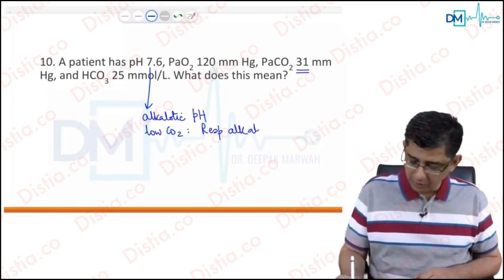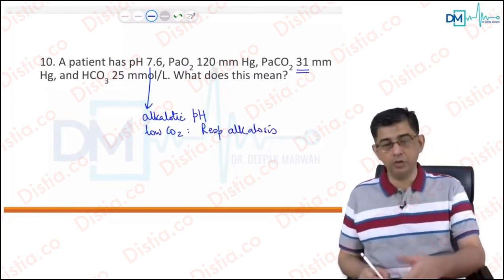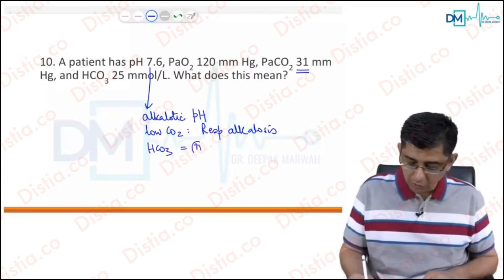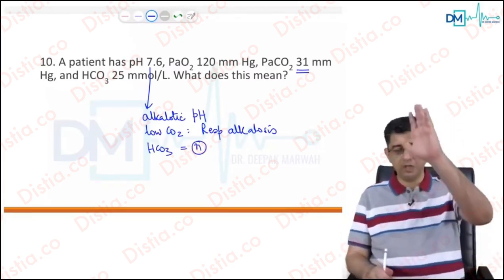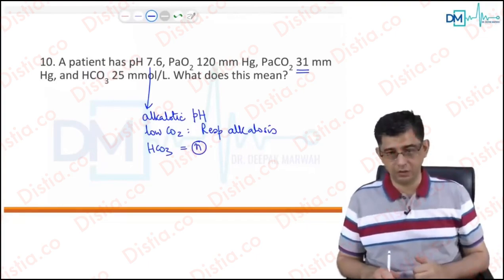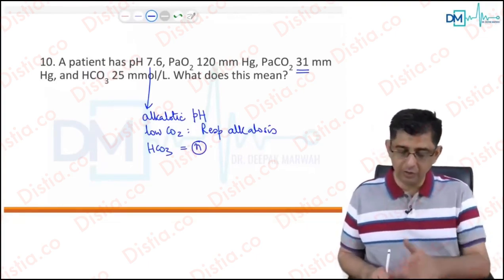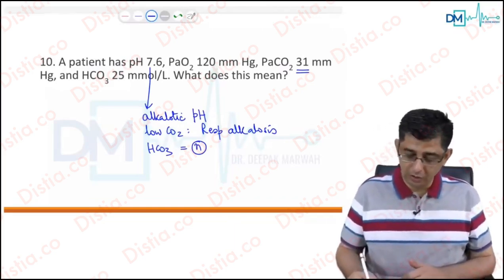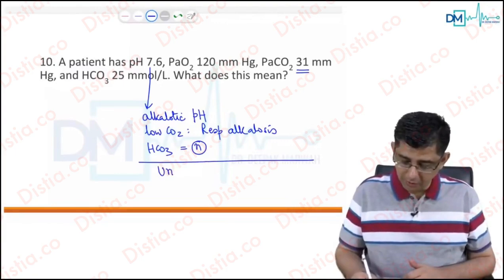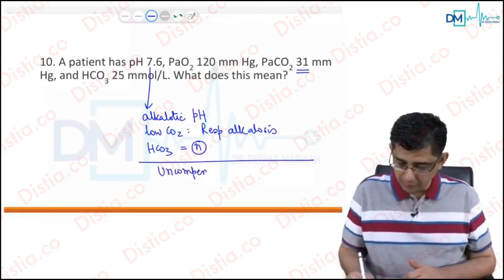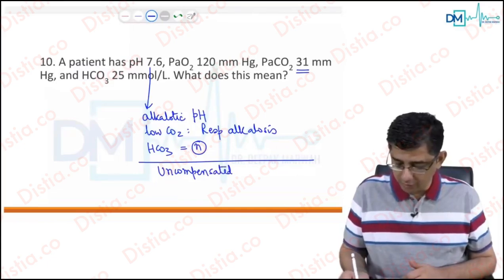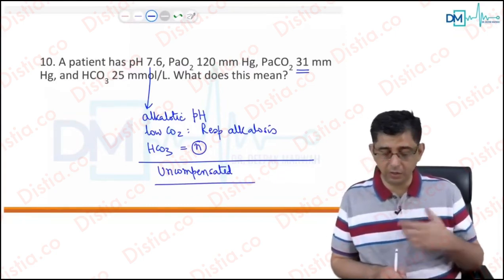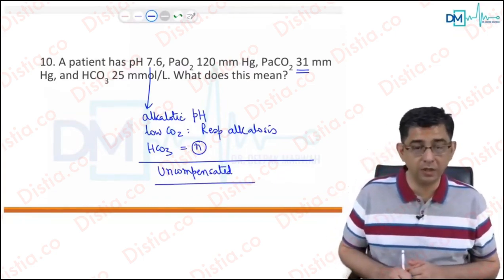Why? Because the bicarbonate value of this particular guy is 25. So that means if bicarbonate was elevated, I could have thought of metabolic alkalosis. But the bicarbonate in this guy is normal. So that means this particular chap has an uncompensated respiratory alkalosis. The bicarbonate values have not reduced, they should have reduced. If in this question bicarbonate values were lesser, I would have answered it as partially compensated.